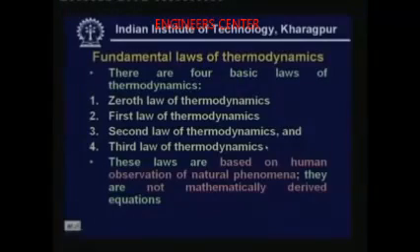Now, let us discuss the fundamental laws of thermodynamics. There are basically 4 laws of thermodynamics: the zeroth law, first law, second law, and third law of thermodynamics. These are the most important laws of thermodynamics, and they are not mathematically derived equations or anything. They are based on our observations of natural phenomena. People have been observing nature and natural phenomena for centuries, and based upon the observation they have arrived at these 4 basic laws. So, they do not have any mathematical proof.